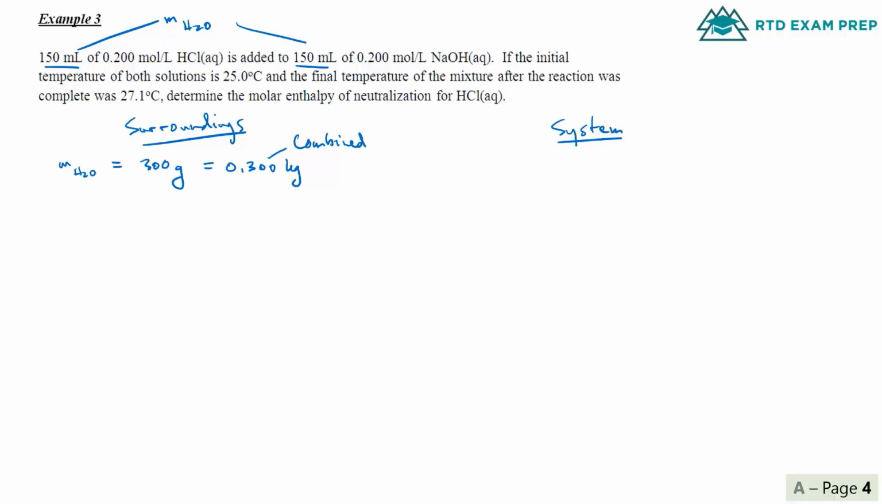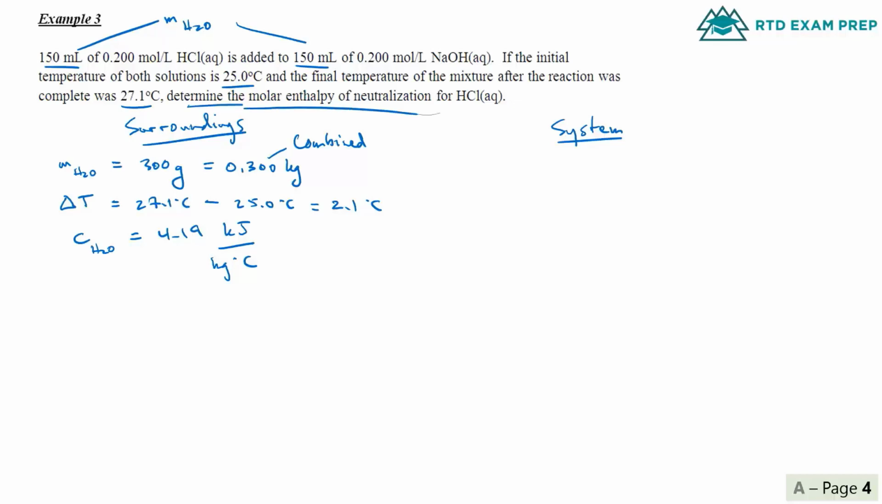Right? So they give us an initial temperature. This here is an initial temperature, the 25.0 degrees Celsius, and this is our final temperature, so we can easily calculate a delta T for this reaction. It's going to be the final temperature, which is 27.1 degrees Celsius, minus the initial temperature of 25.0 degrees Celsius, which of course is going to equal 2.1 degrees Celsius. And under the surroundings heading, we of course have our specific heat capacity, which is 4.19 kilojoules per kilogram degree Celsius.